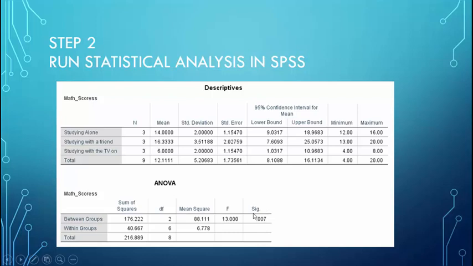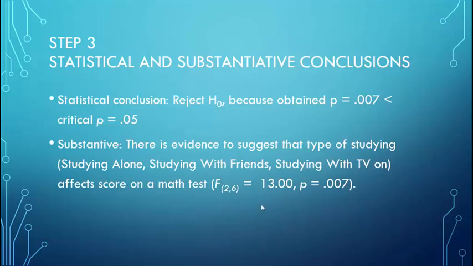So we need to compare 0.007 to 0.05, and 0.007 is less than 0.05. So statistically, we will reject the null because our obtained P of 0.007 is less than the critical P of 0.05. Substantively, there is evidence to suggest that type of studying, alone, studying with friends, studying with the TV on, affects score on a math test. F with 2 and 6 degrees of freedom is 13. P is equal to 0.007.